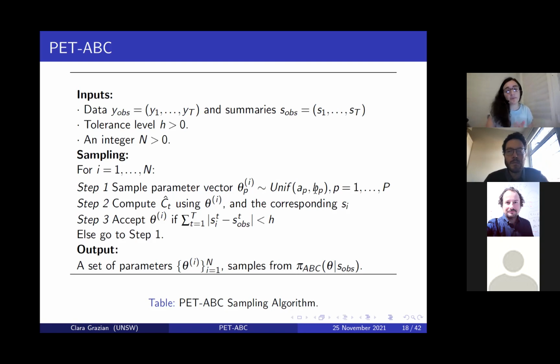And from those parameters, a time activity curve is simulated. And then the simulated time activity curve is compared with the observed time activity curve. And in particular, instead of considering time activity curves directly, we consider a smoothed version of them. And then we accept or reject like in a classic ABC step.